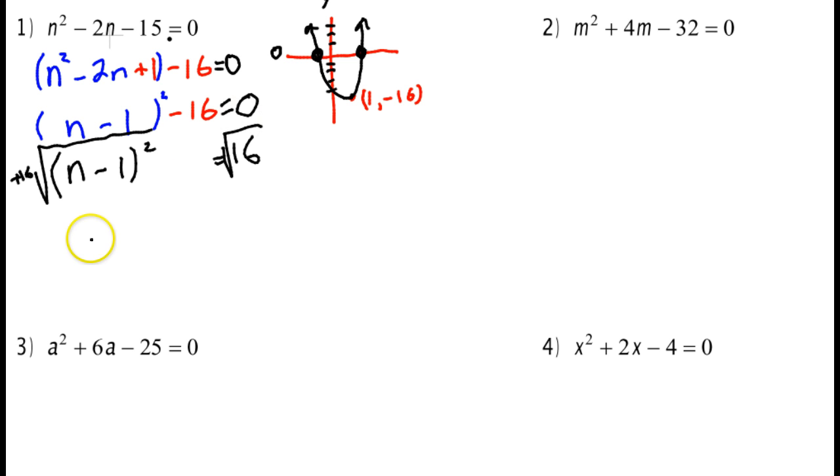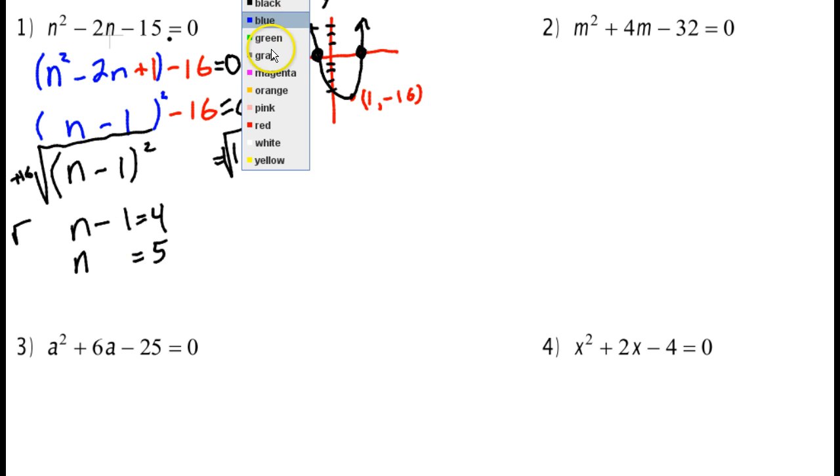Square root both sides. Let's take the square root of both sides. N minus 1 equals, actually, you got to be careful here. N minus 1 equals 4. Alright, so n equals 5. So what does that value tell us?